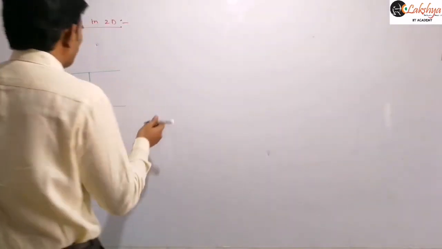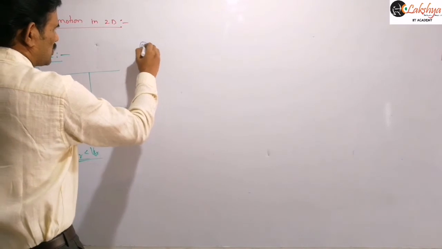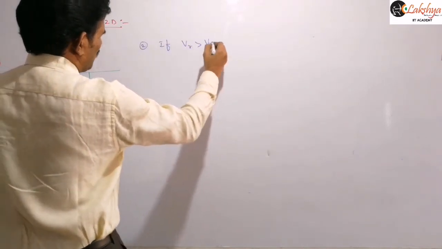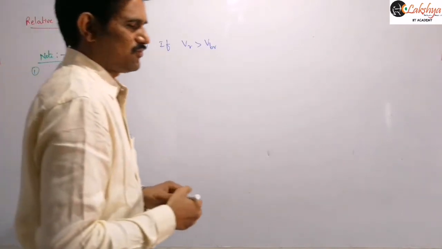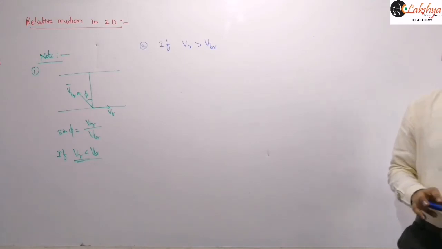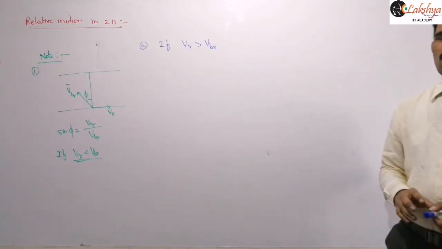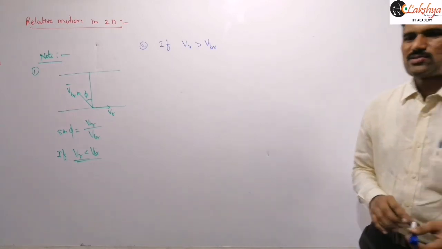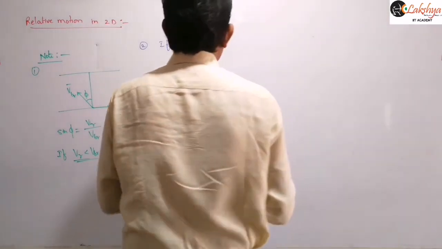Now let us write that condition: if VR is greater than VBR, then the boat cannot reach the directly opposite point.